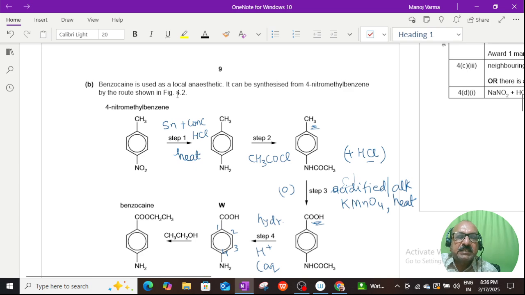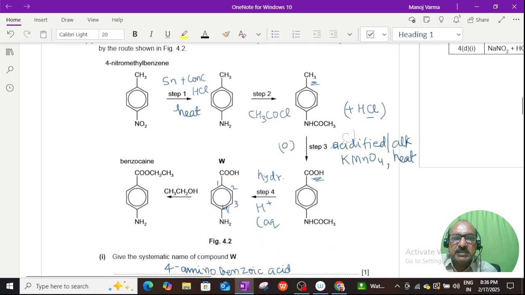Benzocaine is used as a local anesthetic. It can be synthesized from 4-nitromethylbenzene by the route shown in figure 4.2. So this is 4-nitromethylbenzene, step 1, step 2, step 3, step 4, and finally you get benzocaine, in which you find that you have a COOCH2CH3 group, the ester group over here, and an amino group over here.